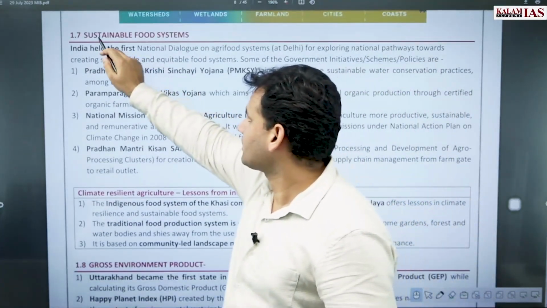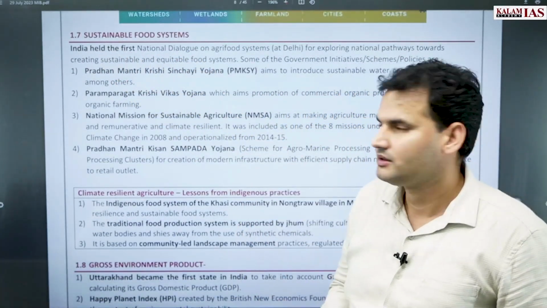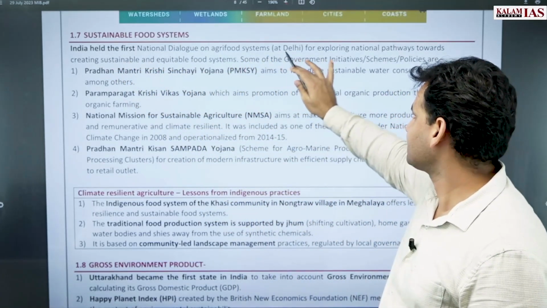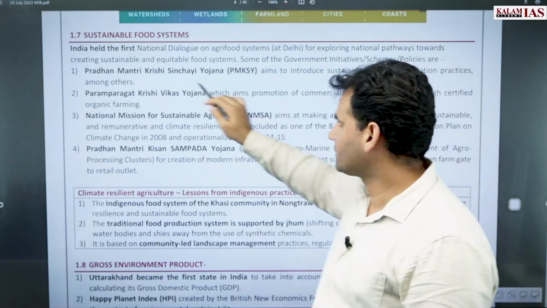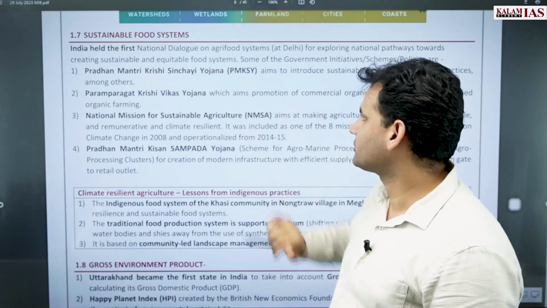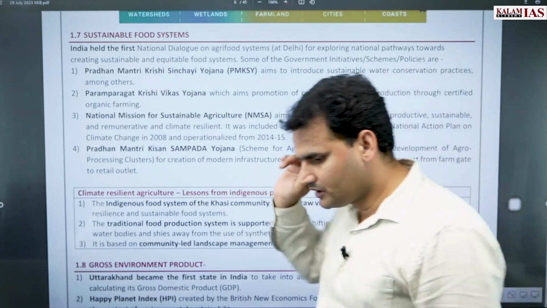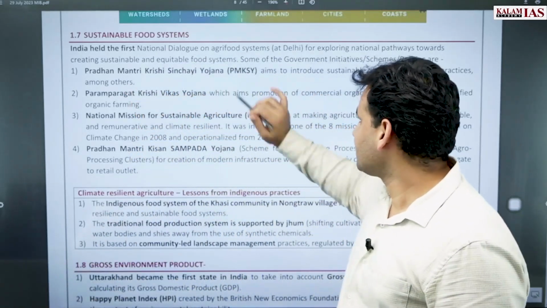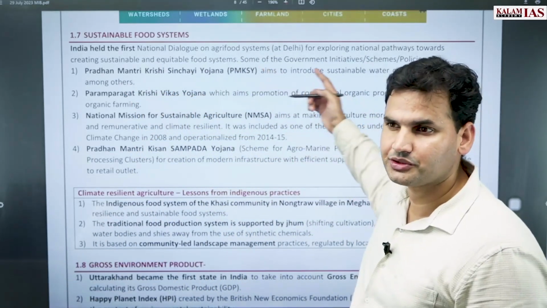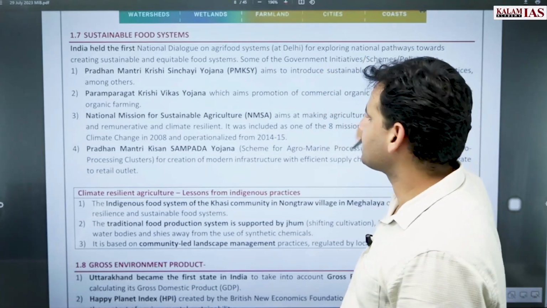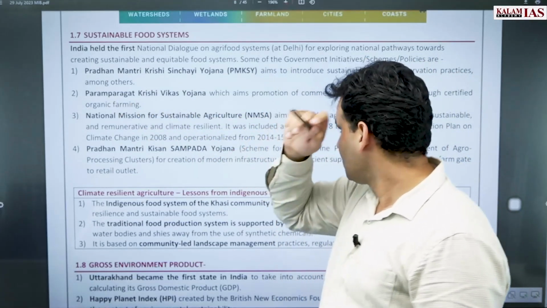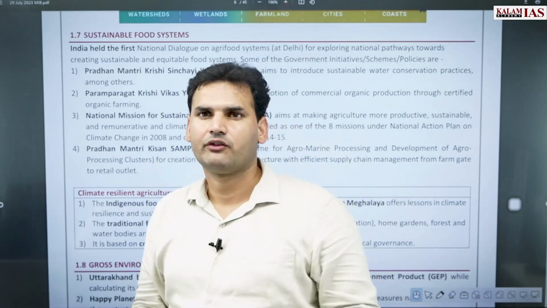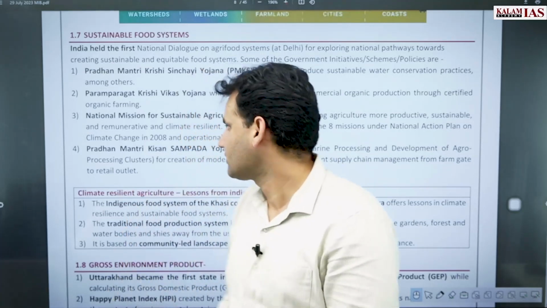Also very important are sustainable food systems. India held the first national dialogue on agri-food systems at Delhi in order to create sustainable and equitable food systems. Some of the key government initiatives are Pradhan Mantri Krishi Sinchai Yojana, because it introduced us to sustainable water conservation practices, and Paramparagat Krishi Vikas Yojana, which has an impetus on organic farming, Sikkim being the first organic state.